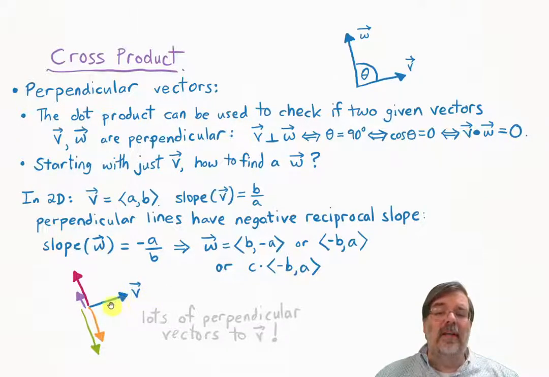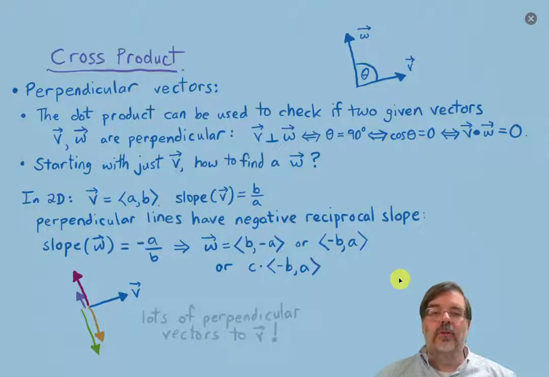Why are there so many right answers? Well, there are lots of perpendicular vectors to any given vector v. So if you're looking for a vector perpendicular to v, this red vector here might be the vector b, negative a. This orange vector, pointing in the opposite direction, but still perpendicular, would be negative b, a. And you could multiply either of these vectors by any constant, and you'd still get vectors which are perpendicular to v. They'd just be different lengths. So there are lots of right answers.